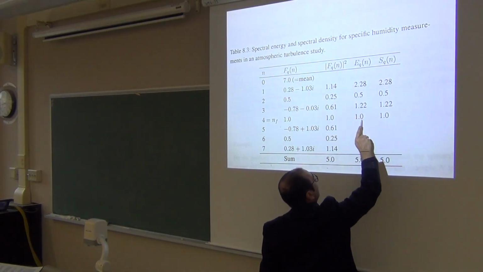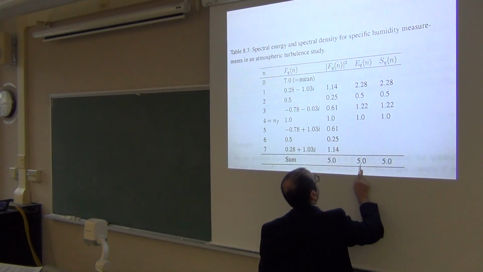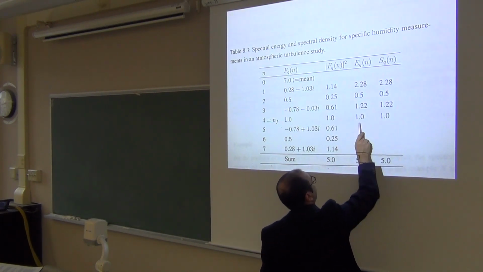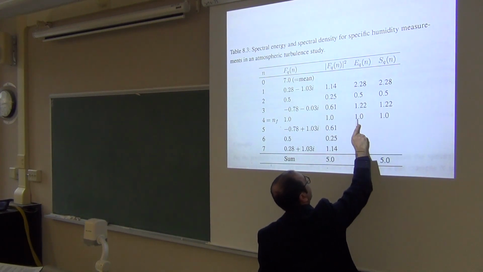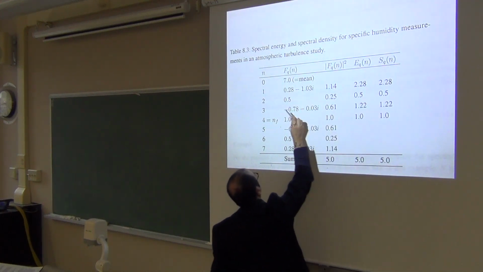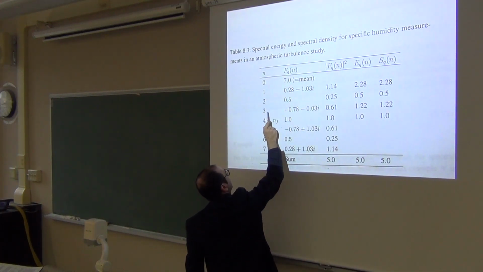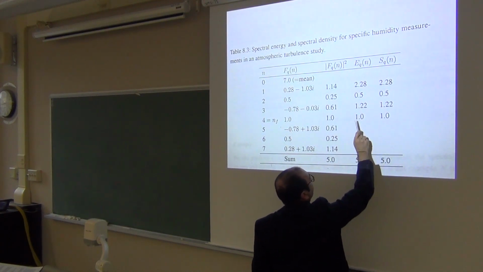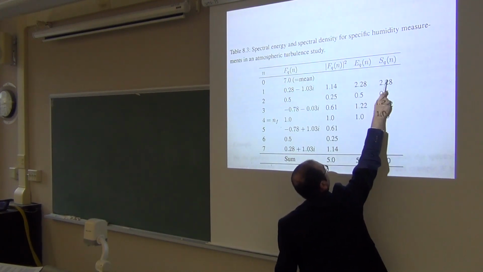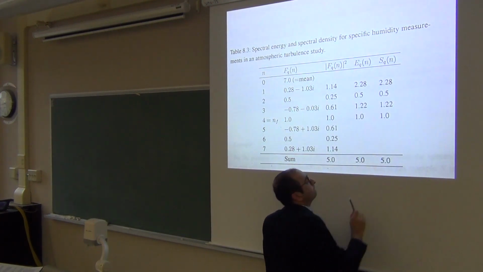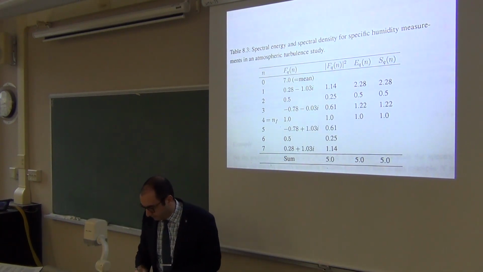If I add all these up, I get the sum, which is the total variance of the signal. In this case, spectral density is the same as energy, because delta n is 1, right? Frequencies jump over by 1 unit. So this divided by delta n, or 1, is itself. But mathematically speaking, these are different quantities. This is discrete energy, that's spectral energy density. So you have to be very careful.